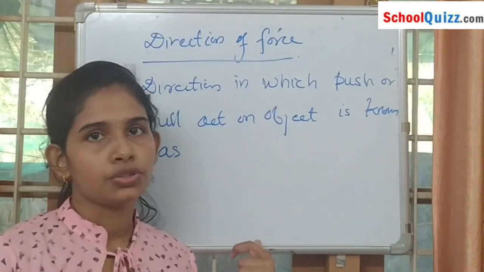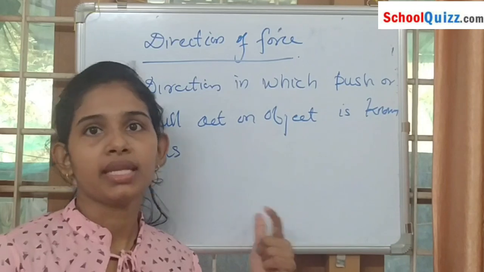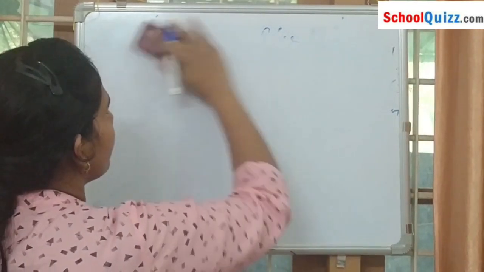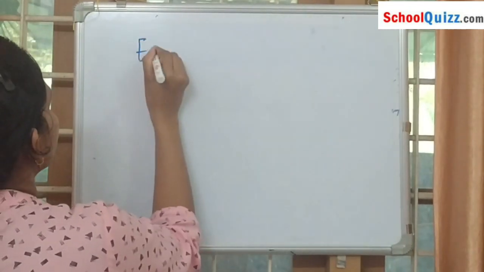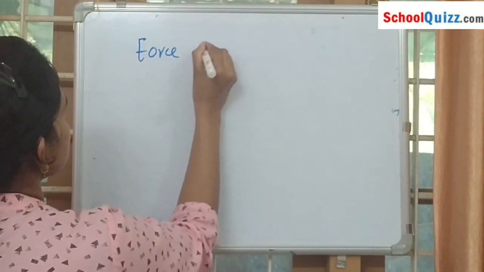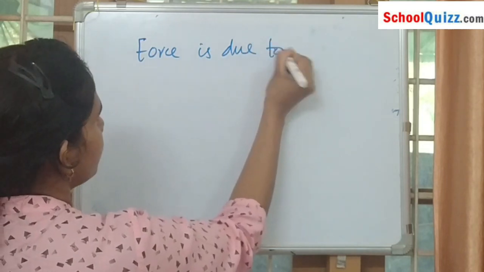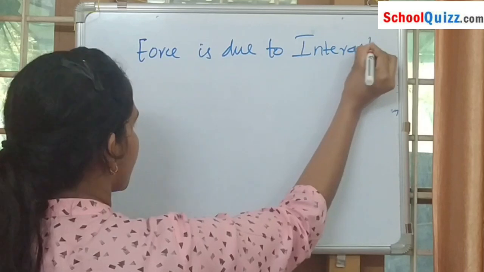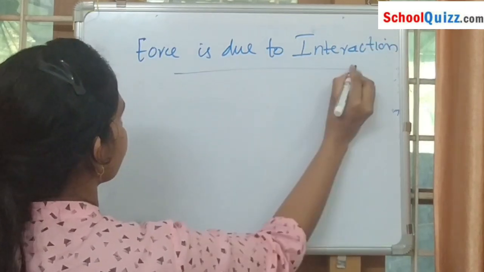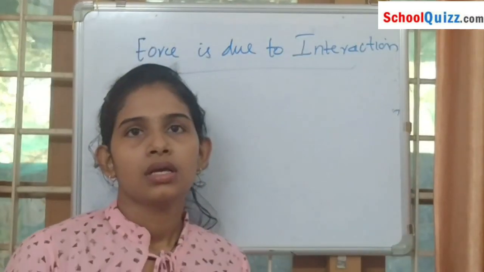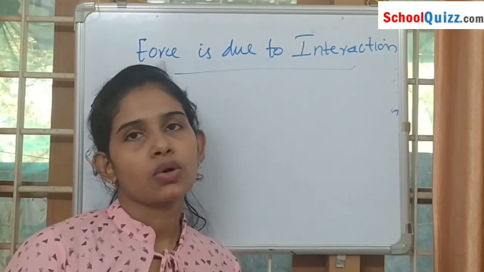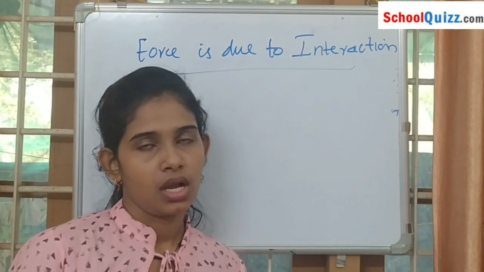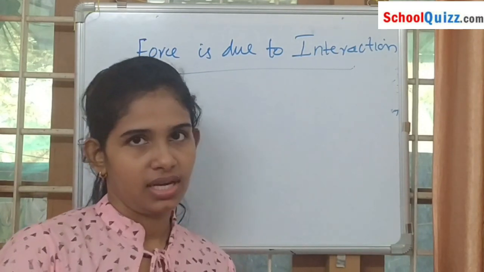Next we will move on to force due to interaction. Force is due to interaction. Force between objects is caused because of interaction set up in between them. Understood? I will explain.